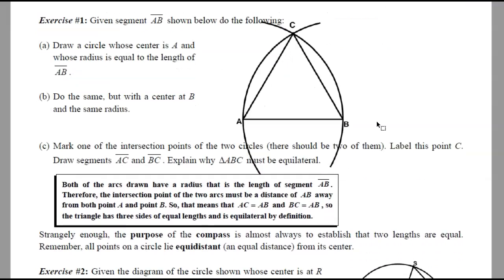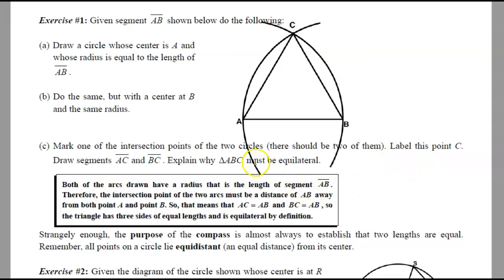Once we have that point marked, we can create segments AC and BC, and we have our equilateral triangle. You don't need to make the full circles. If you did, that's fine, but we want to try to save markings. If you want to just make the partial arcs, that's good.